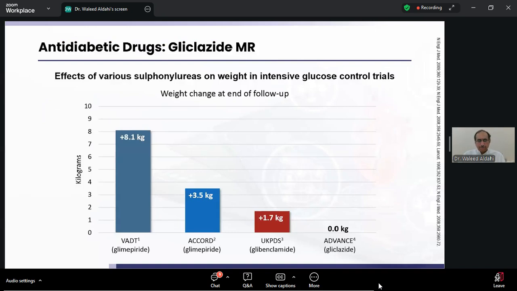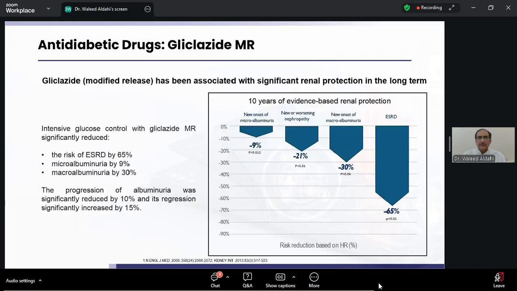What about comparing different sulfonylureas with the effect of intensive glucose control on weight? You can see that the weight in the Advance trial, which is the biggest trial after UKPDS in type 2 diabetes, was neutral actually, and it was not, surprisingly, what we expected to be high, but it actually was neutral. You can see from UKPDS, where they used insulin too, they have more, around 1.7% compared to the other, Accord and VADT, where they used the older form of sulfonylurea.